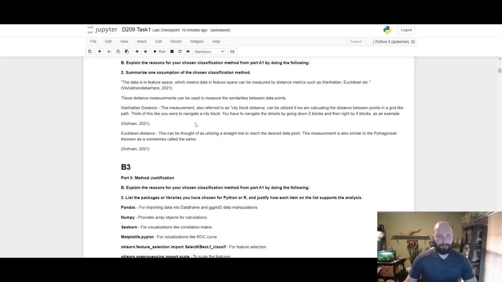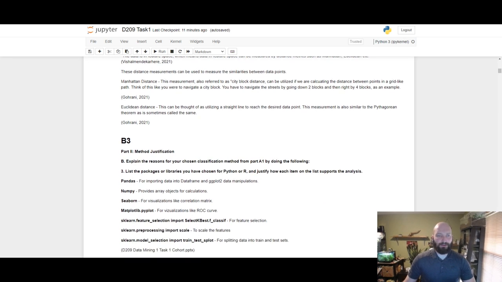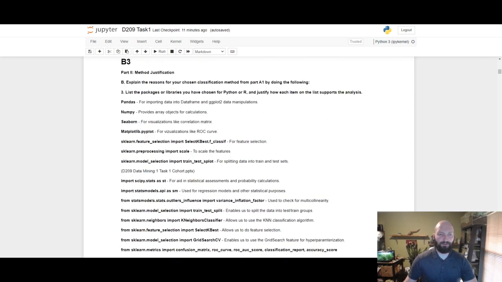Summarize one assumption. The data is in feature space, which means data in feature space can be measured by distance metrics such as Manhattan and Euclidean. The way you think of this, Manhattan is just like a city block. You're navigating a city, so you have to go down one block, up 2 blocks, etc. Euclidean is going to be using something similar to the Pythagorean theorem. You think of it as a right triangle, and that's how it navigates distances. And the calculation is similar.